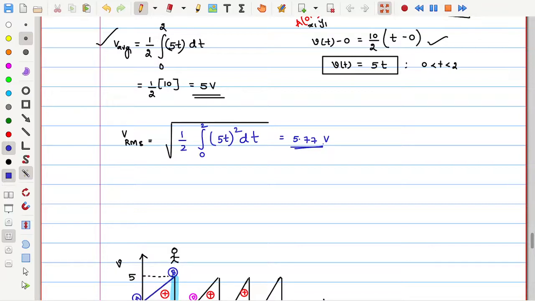If you want only the integration part, I will tell you that it is 8.16, but 1 by root 2 will be there. Okay, I evaluated the root also. If somebody doesn't want the root also, I can give you 200 by 3, only the integration part. Anyhow, you try it in this way.